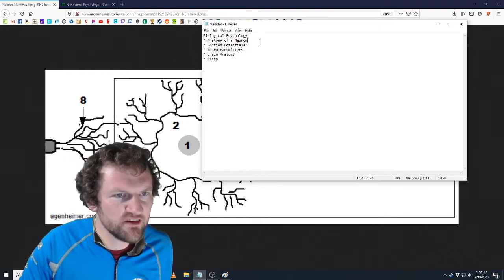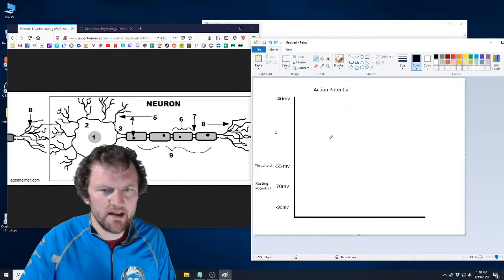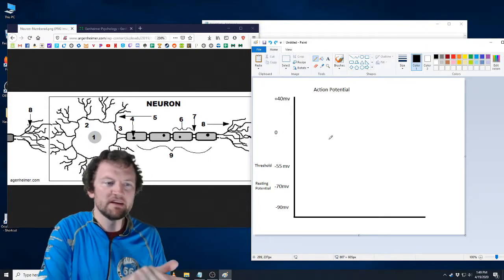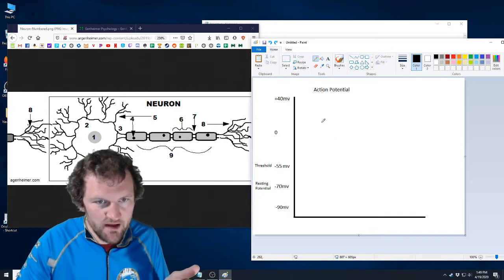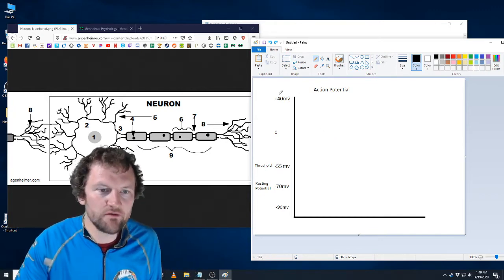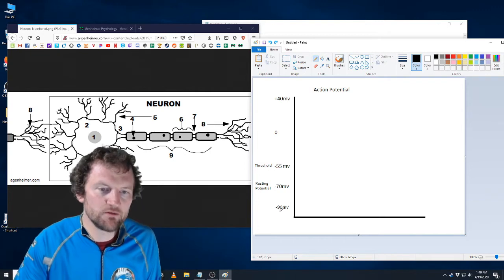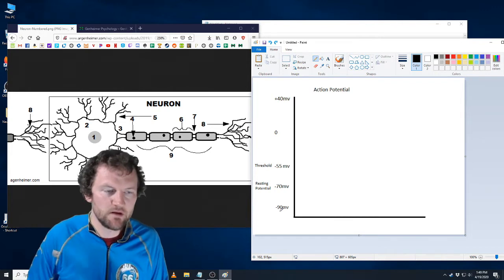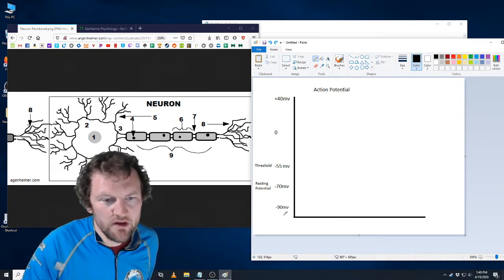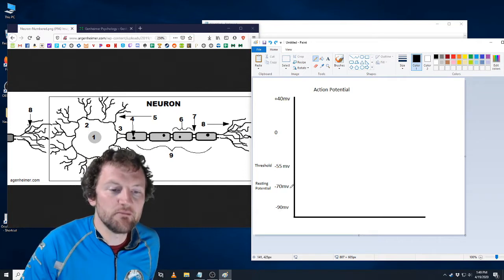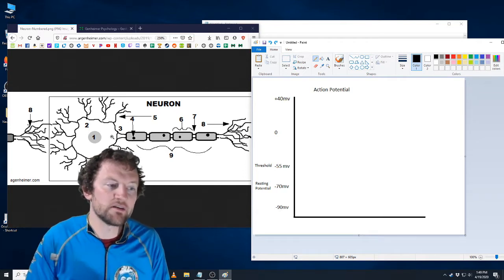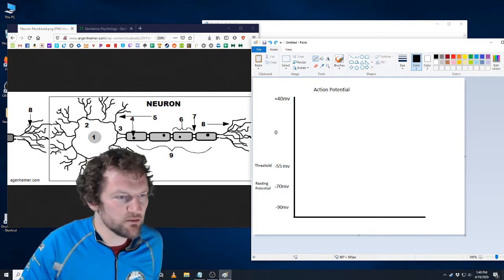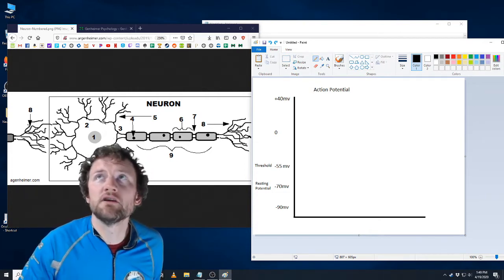Great. Action potentials. An action potential is just the electrical process of a signal being sent across the axon. And it is measured in millivolts. So up here is positive 40 millivolts, down here is negative 90 millivolts. And usually the process of an action potential goes from positive 40 to negative 90 in a very predictable sequence. So the resting potential is negative 70 millivolts, meaning that in a neuron, if nothing's happening, it is negatively charged by roughly exactly negative 70 millivolts. So right here would be negative 70 millivolts.